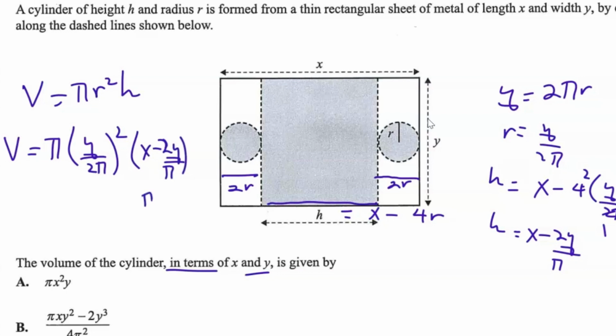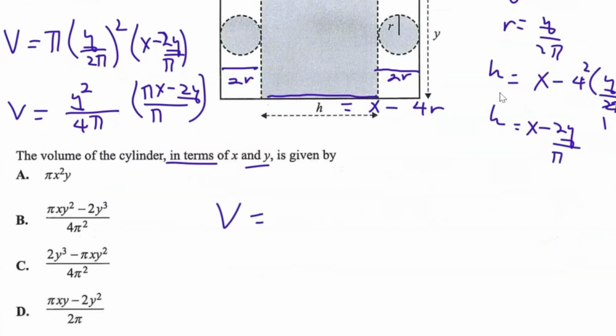Just multiply that. It's going to be pi times x minus 2y over pi, and that gives y squared over 4 pi. If I expand this, the volume will be x y squared minus 2y cubed over 4 pi squared, which is option B.